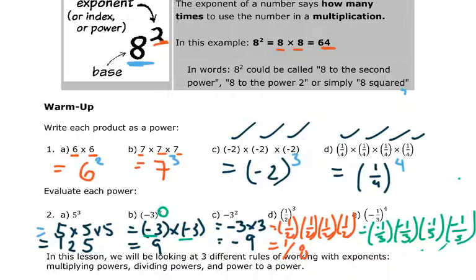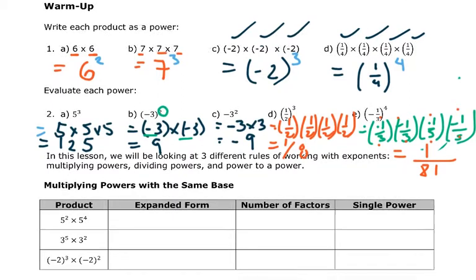So remember, multiplying fractions, multiply the top, then multiply the bottom. So we've got negative 1 times negative 1 times negative 1 times negative 1. And we know that that has to be a positive. So we've got positive 1 over 3 times 3 times 3 times 3, which is 81. So the answer is 1 over 81. All right, if you think you've got this down pat, we are ready to go.